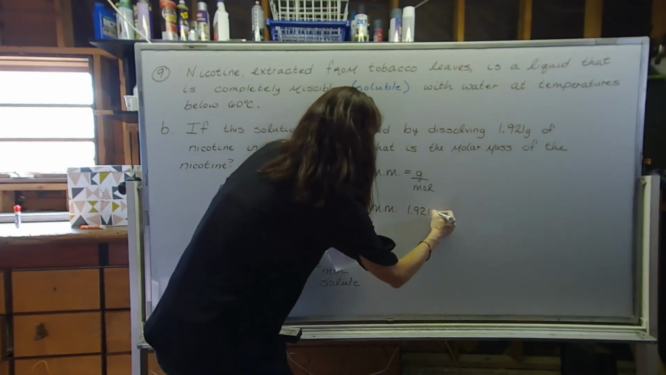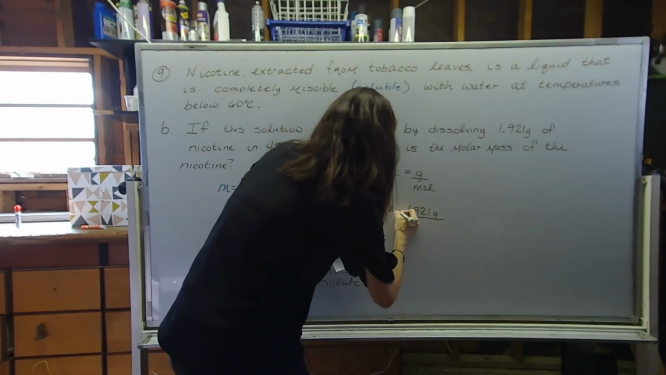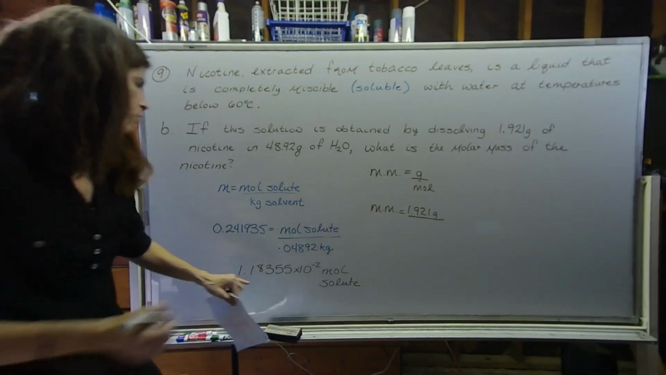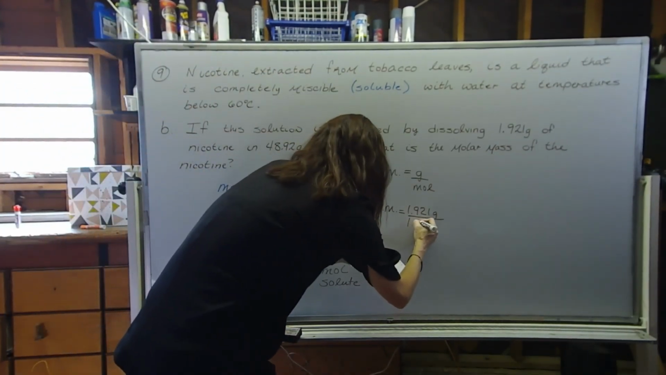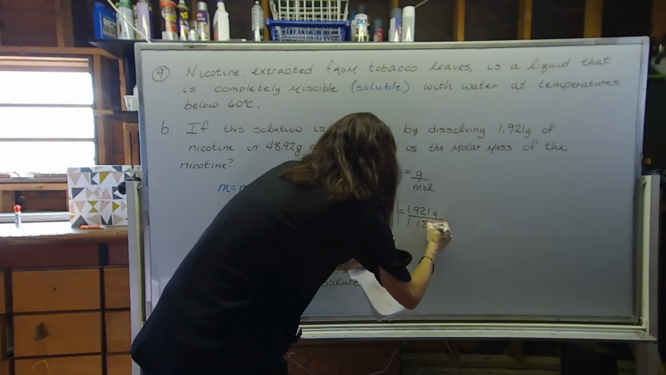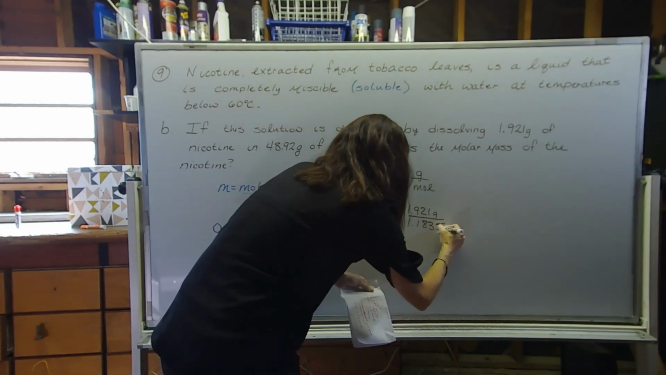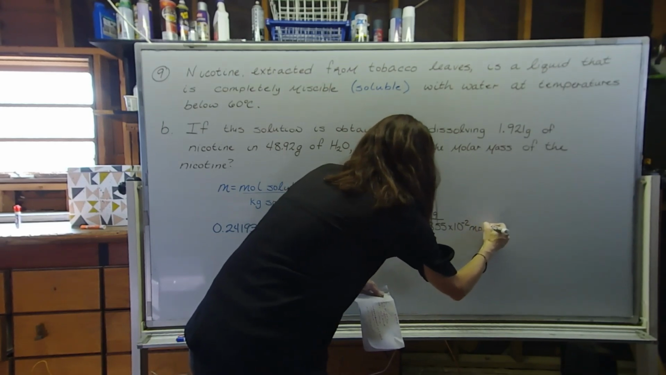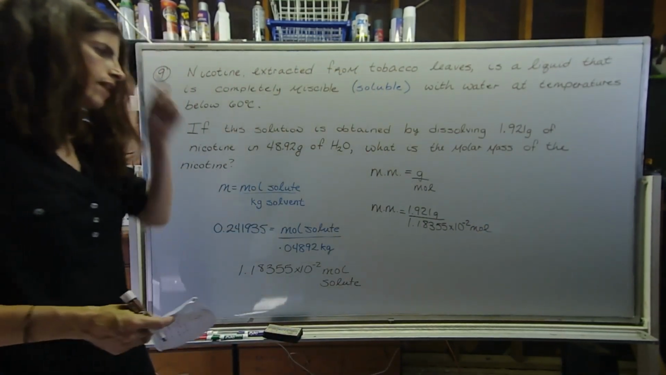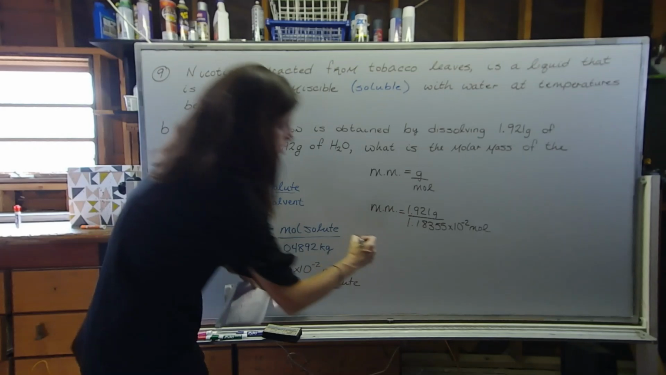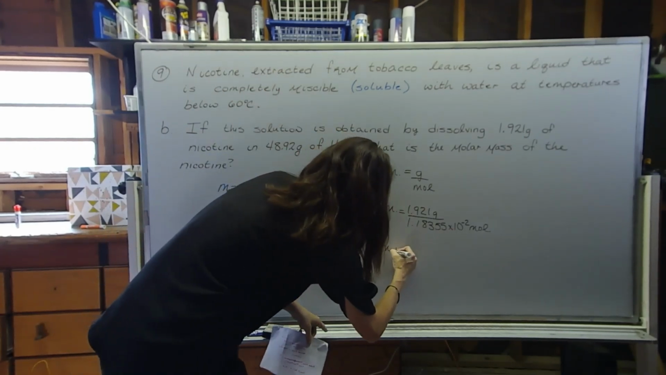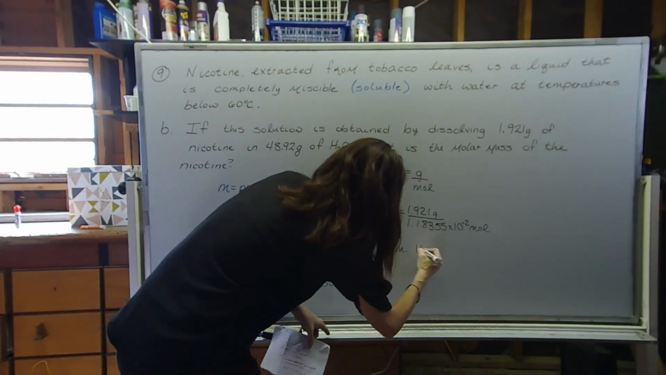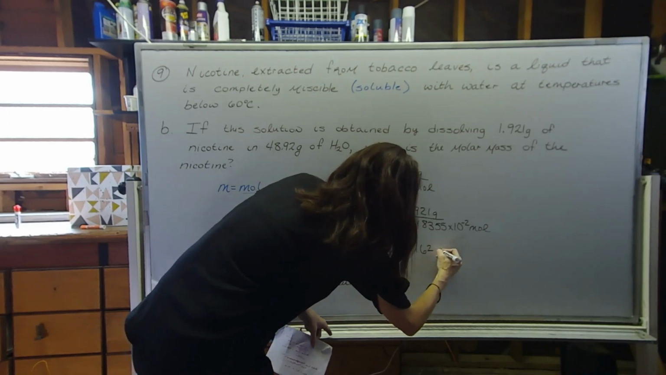I'm going to put the 1.921 grams in the numerator and the 1.18355 times 10 to the negative 2 moles in the denominator. And at the end of the day, I got a really reasonable molar mass of 162 grams per mole.